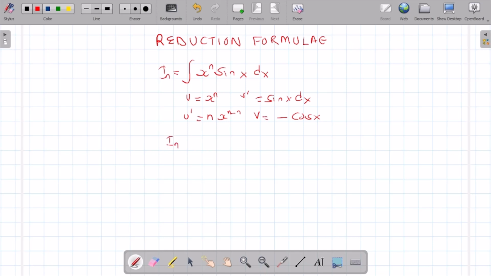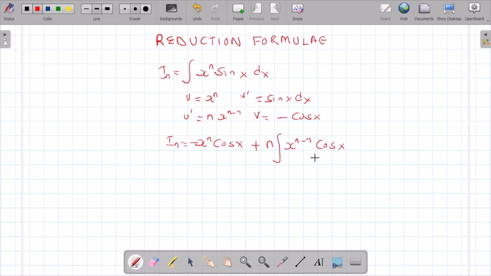Now this is our I n. This means that I n is equal to, now what is our u? Our u is x to the power of n. What is our v? Our v is minus cosine of x. So minus x to the power n cosine of x minus the integral of, that is u prime, and like in the previous problems, n is going to be a constant. So we're going to take it out of the integral sign. So that is going to be x to the power n minus 1 multiplied by v, which is minus cosine of x. But if we take out the minus 1, we're going to have plus here.